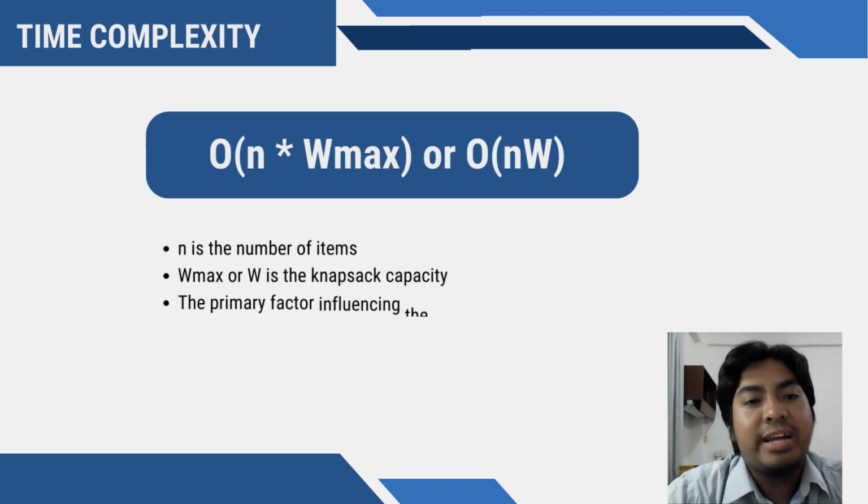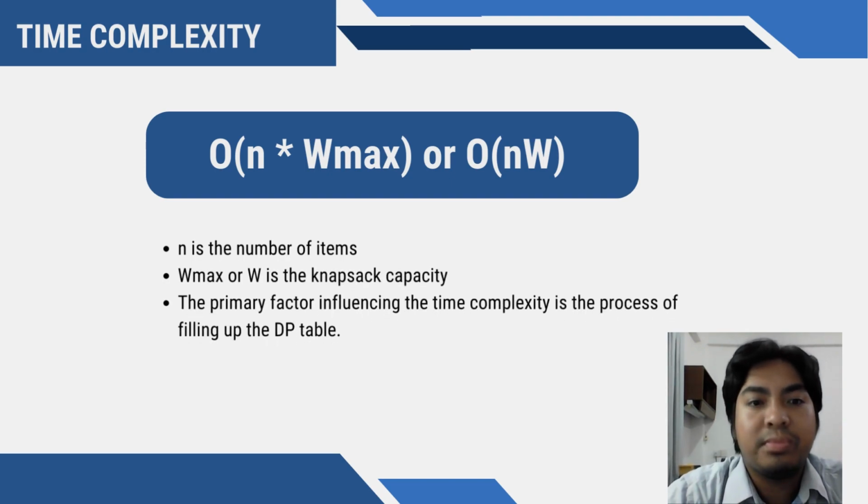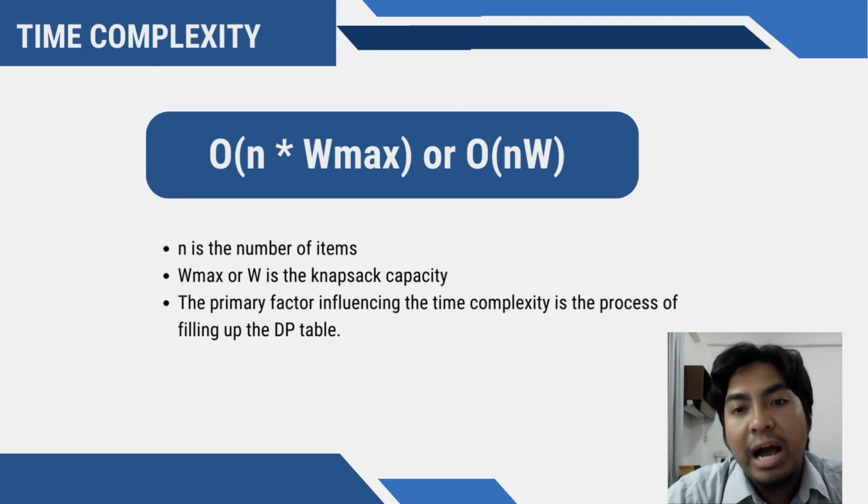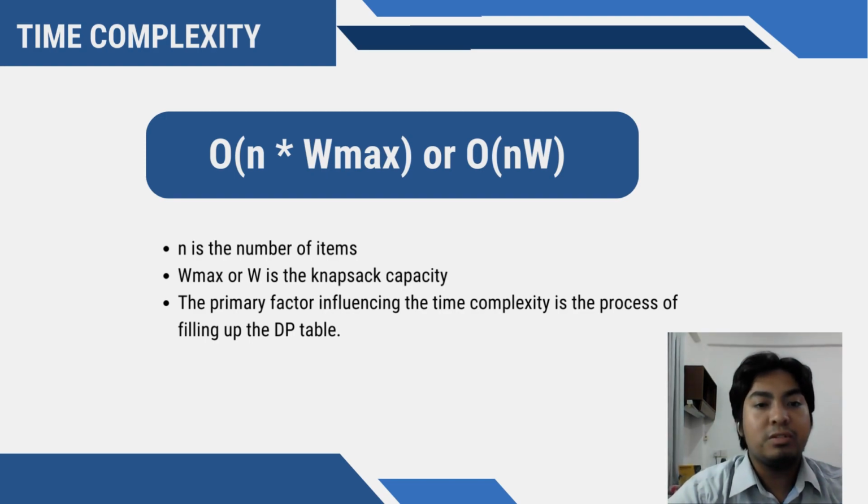Okay, next is the dynamic programming time complexity. The time complexity of the dynamic programming algorithm for the 0-1 knapsack problem is O(n times W max), or to simplify it, O(n times W). This represents the upper limit on how the algorithm's running time grows concerning the input size. In the context of the knapsack problem, n is the number of items and W max is the knapsack capacity.